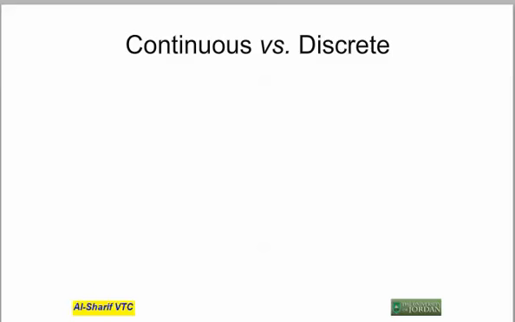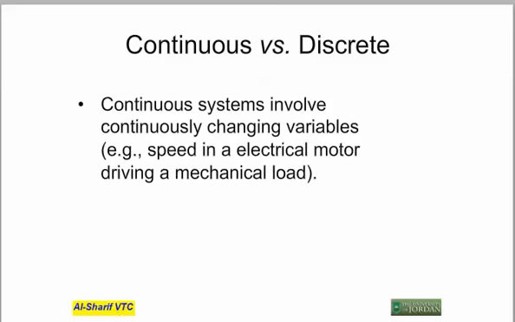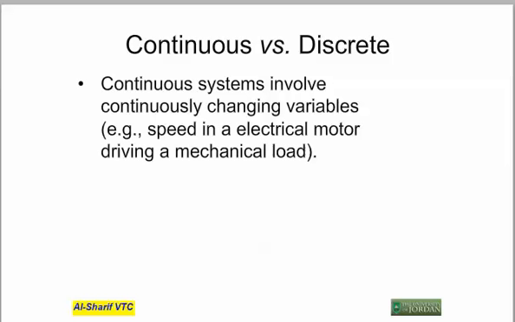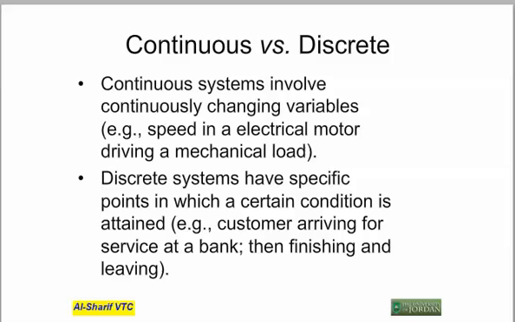And the third way in which we can classify models is either continuous or discrete. When we look at a continuous system, we are looking at variables that change continuously. The speed of a motor, for example, is a continuous process in which the speed is changing continuously. The position of an elevator, or the level of fluid in a tank, all of these are continuous variables, and we have to model them in a continuous system.